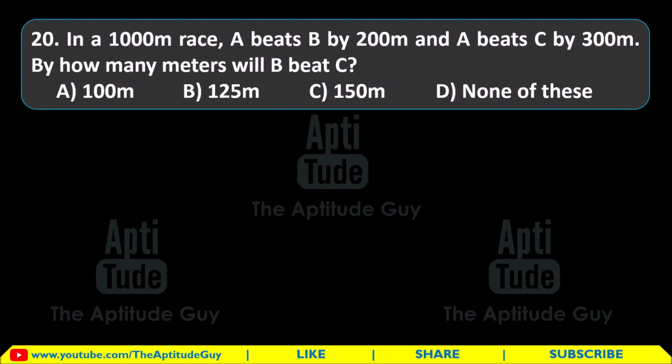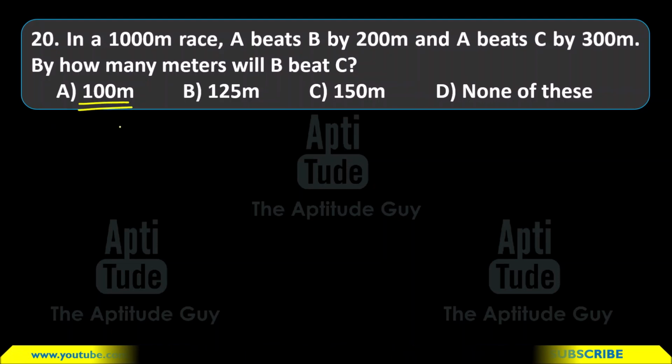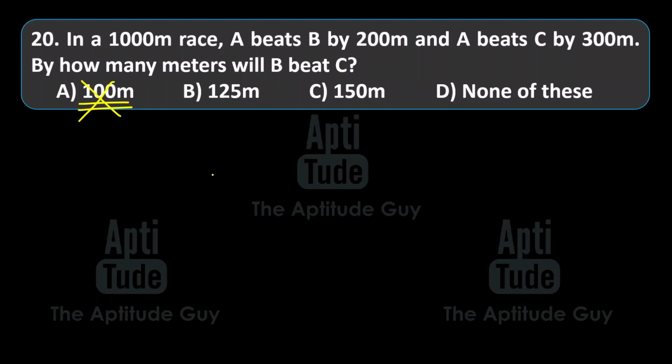Alright, let's do this. Now, many people will get the answer as option A, that is 100 meters. But let me tell you right now, this is the wrong answer. Now, why is this the wrong answer? Let me explain that first and then I'll tell you how to solve it. They have mentioned that there is a race of 1000 meters, okay? This is the racetrack. We have 1000 meters over here.